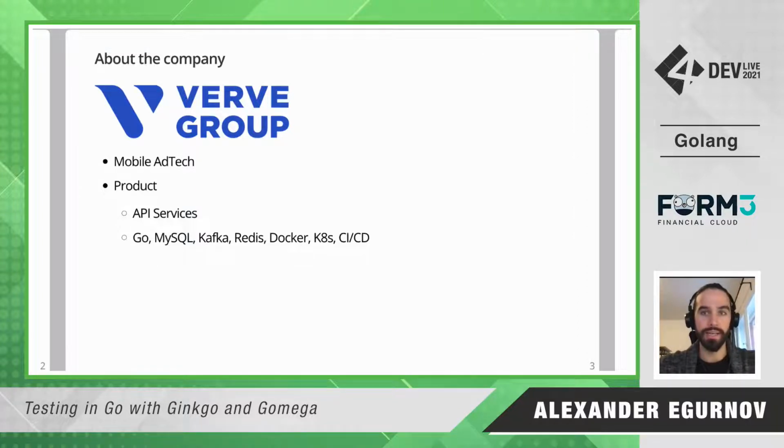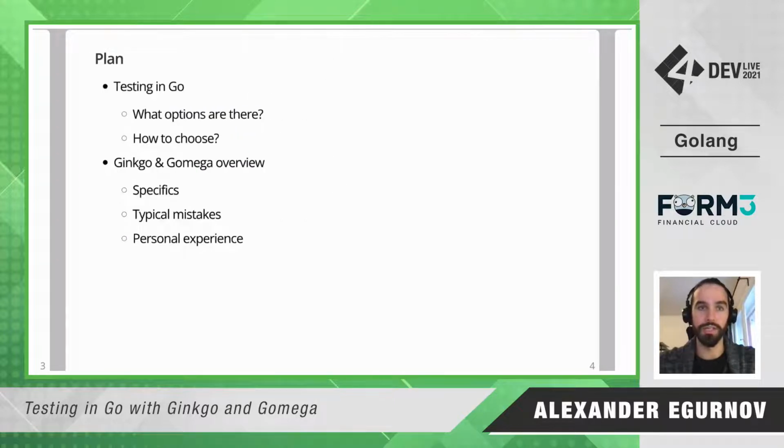That being said, let's see what we have in store for today. First, I'm going to talk about the general approach to testing in Go, what options are there, and how you can choose between them. I'm going to focus a bit more on Ginkgo and Gomega, some specifics about how they work together, some typical mistakes you may make in the beginning and not in the beginning, as it turns out, and share some personal experience of using these libraries for more than 2 years now.